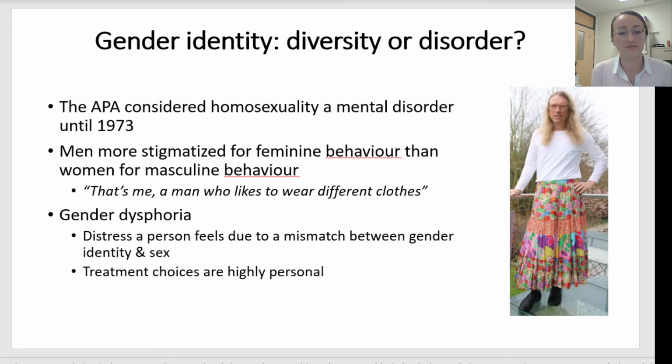We stigmatize men who like wearing dresses a lot more than women who like wearing pantsuits. In reality, there is no scientific reason to construct diversity in gender expression as a mental disorder. Gender dysphoria refers to the sense that one's gender identity doesn't match with one's sex. The treatment options are highly personal. Some people accept not fitting into a box, and some people seek hormonal or surgical solutions.